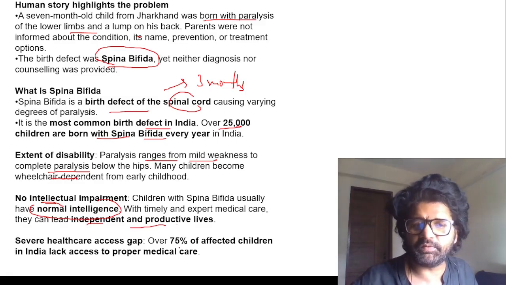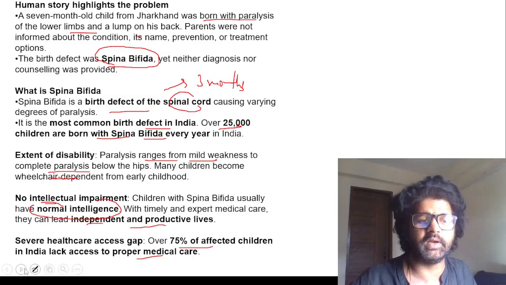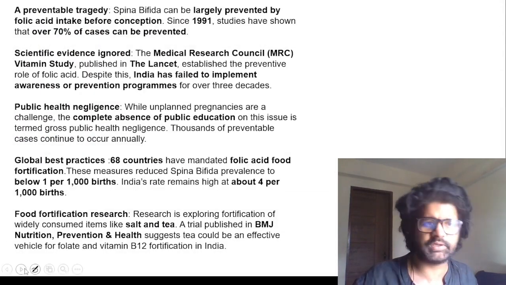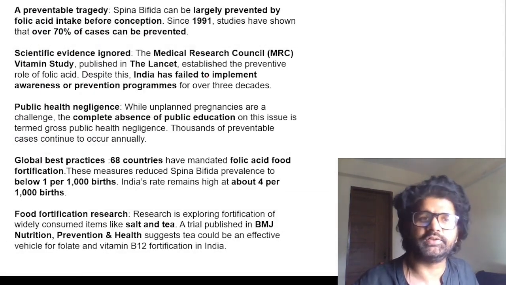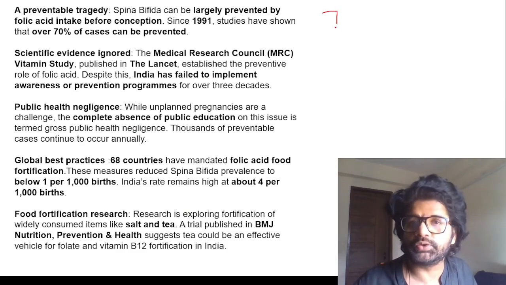Severe healthcare access gap: 75% of affected children lack access to proper medical care. Something has to be done. We are currently in Amrit Kal. We love Modi sir so much. He's so intelligent, an entire political science guy. He also has to study these things.